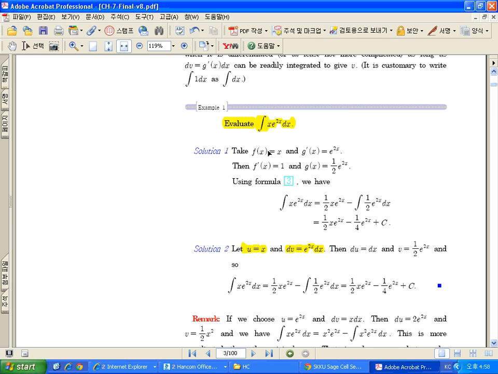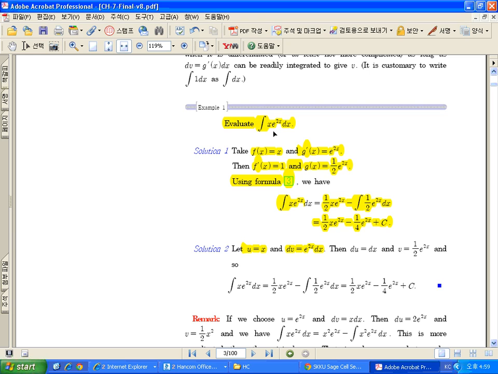Let x equal f of x, and g prime of x is equal to e to the 2x, then f prime of x is equal to 1, and g of x is equal to 1 over 2 times e to the 2x. So we will have this times this minus this times this here, which will give us this. What is the technique to choose the proper u and dv here?